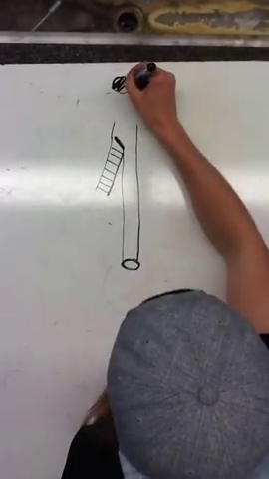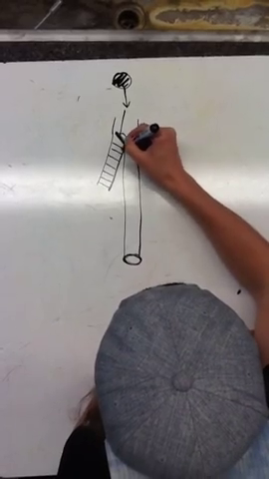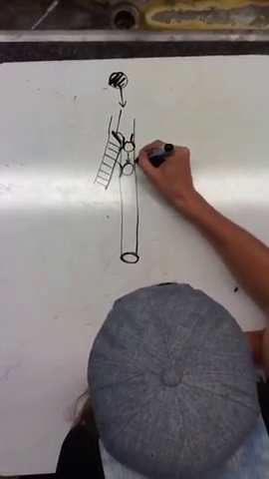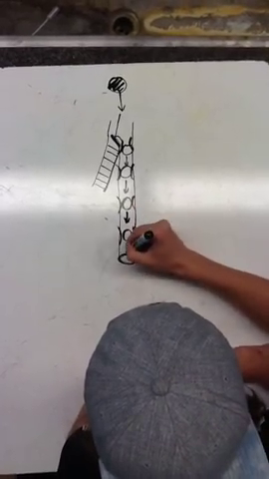After the bolus is swallowed, it travels down the esophagus through a process called peristalsis, which uses the muscles lining the esophagus to push the bolus down the esophagus and through the esophageal sphincter into the stomach.